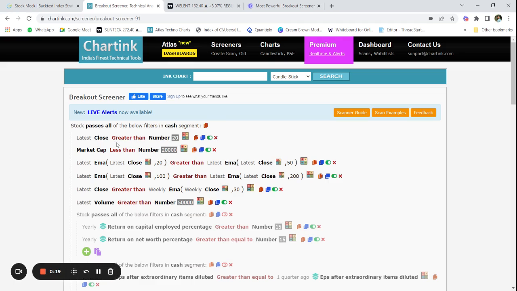So basically, latest close greater than number 20 means that the stock price should be above 20 rupees. Market cap less than number 20,000 means the market cap of a company should be less than 20,000 crores. Latest 20 EMA greater than latest 50 EMA basically means that the 20 EMA should be above the 50 EMA and the 100 EMA should be above the 200 EMA. This feature is used to identify the trend of the stock, and when it fulfills the criteria, that means the stock is in an uptrend.